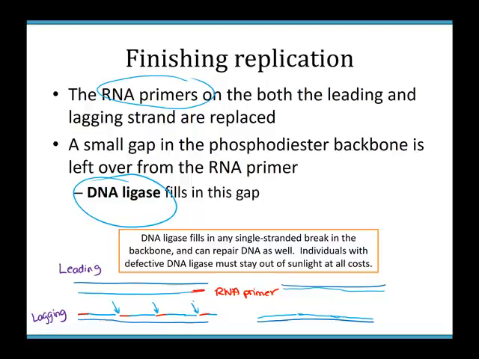So if you have a defective DNA ligase, well, then you have to stay out of the sunlight at all costs because you can't repair the damage from the sun. This may have actually been part of the origin story behind vampires, those people who have defective DNA ligase.